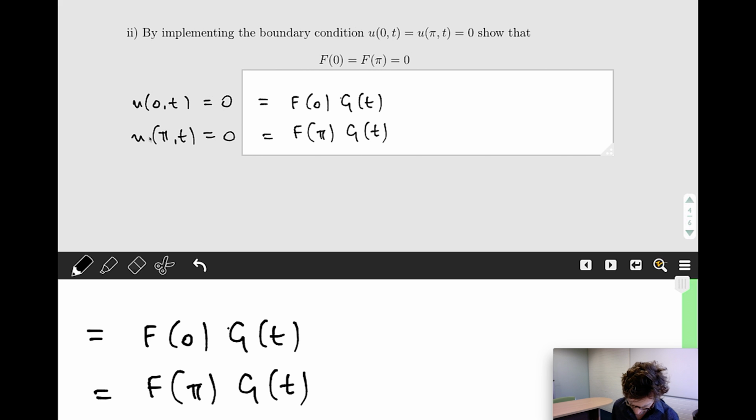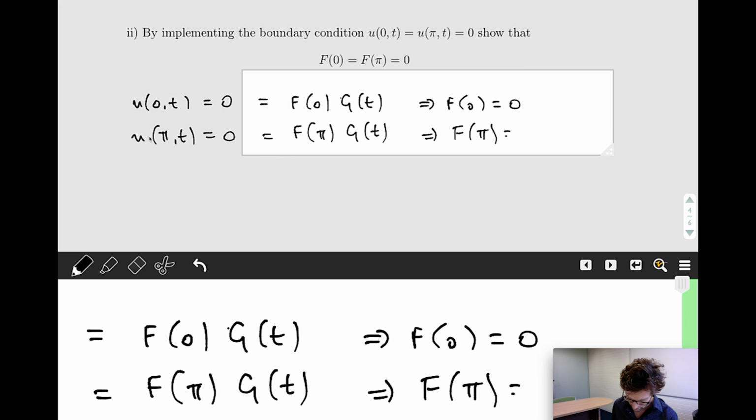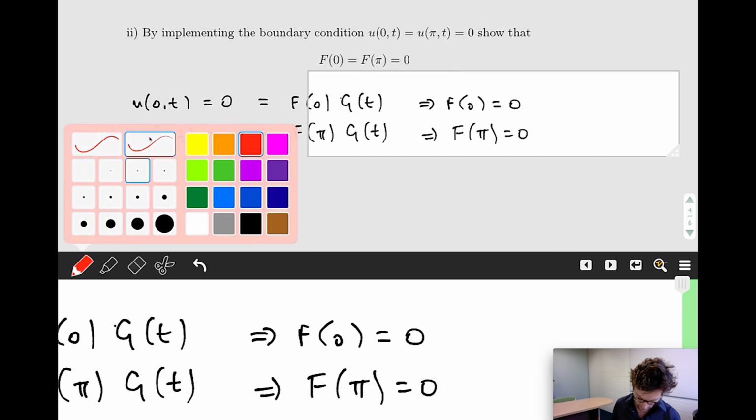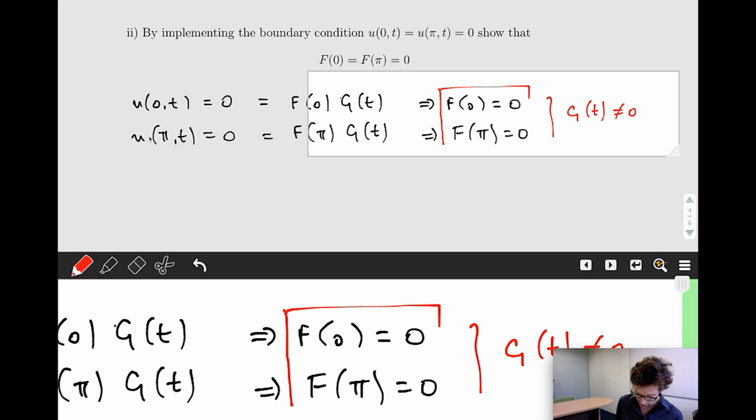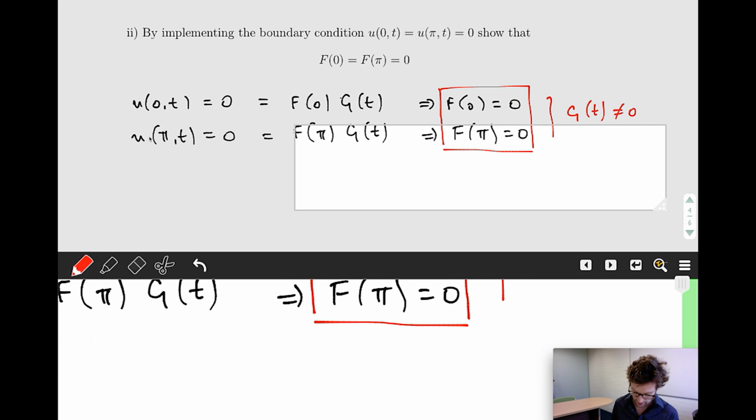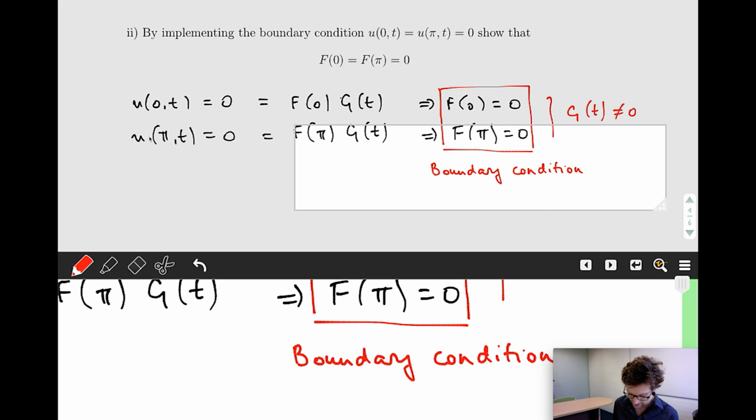So that implies that the other thing, f of 0, is equal to 0, and f of pi is equal to 0. So this is using the fact that g of t can't be equal to 0 for all values of t. These two expressions here are our boundary conditions expressed in terms of the function f of x. They're boundary conditions because they refer to the boundary at x equal to 0 and x equal to pi.